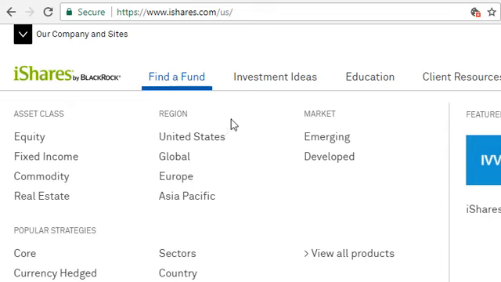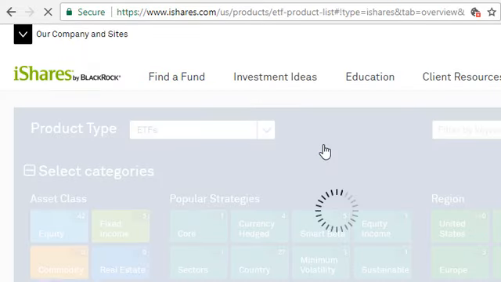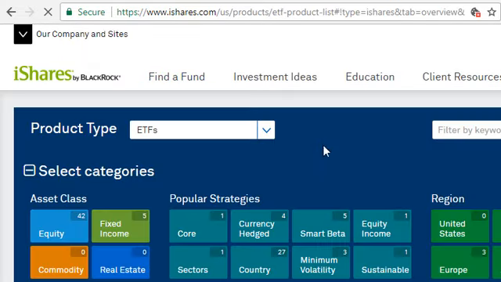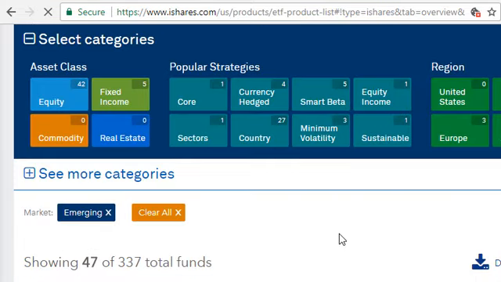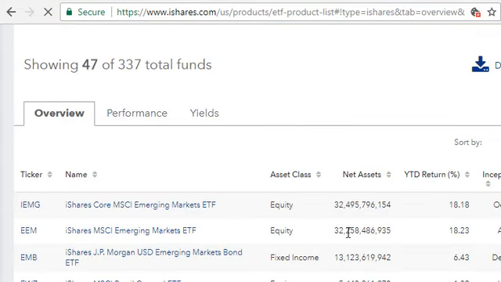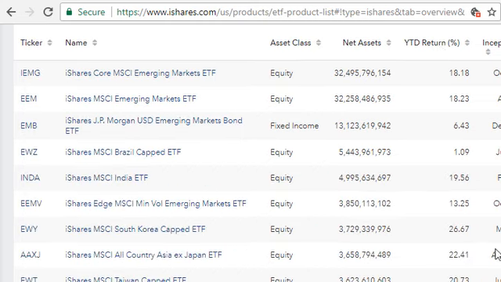So if I click on find a fund, and click on emerging markets, it's going to bring up a list. Again, there are different asset classes and different strategies. But if I scroll down here, you can see that for emerging markets, there are a total of 337 funds. So the ETF markets have really exploded over time. I can see the top two here are the iShares Core MSCI Emerging Markets ETF and the iShares MSCI Emerging Markets ETF. You can see both of these have got 32 billion in them.